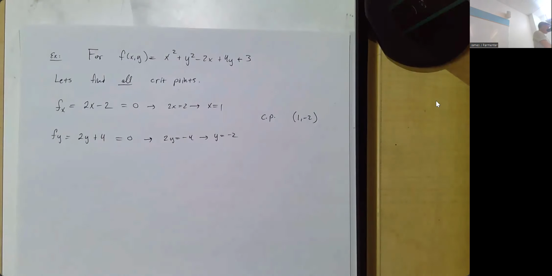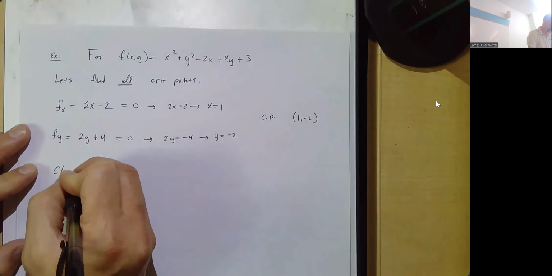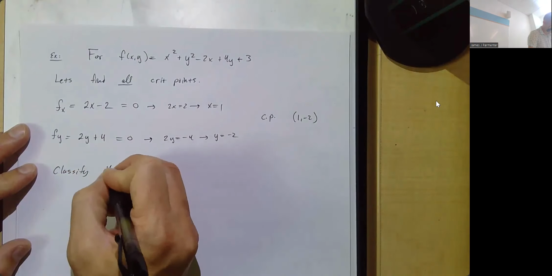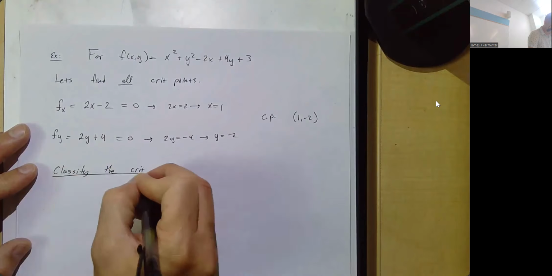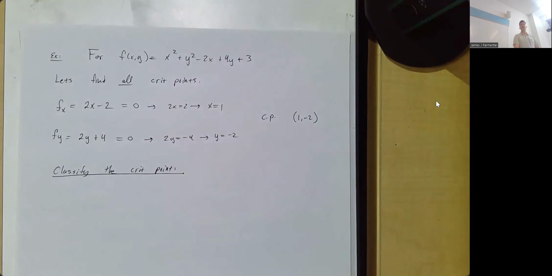And we'll go ahead and pass. But we want to also find out, is this a maximum or a minimum or a saddle point? So we also want to classify the critical point. The way we do this is by using what's called the second partials test.